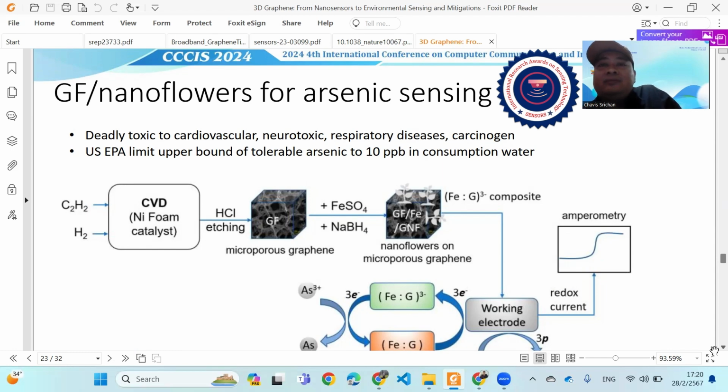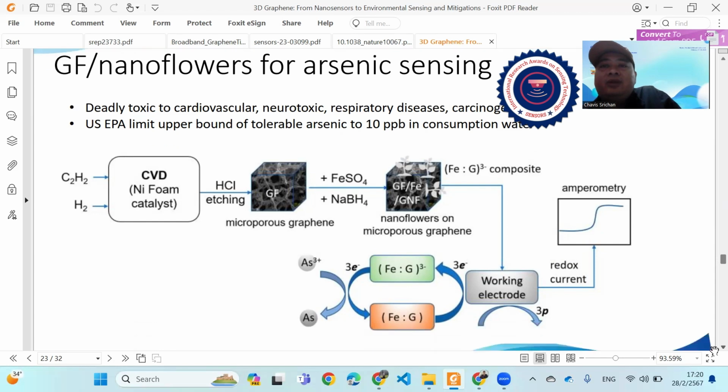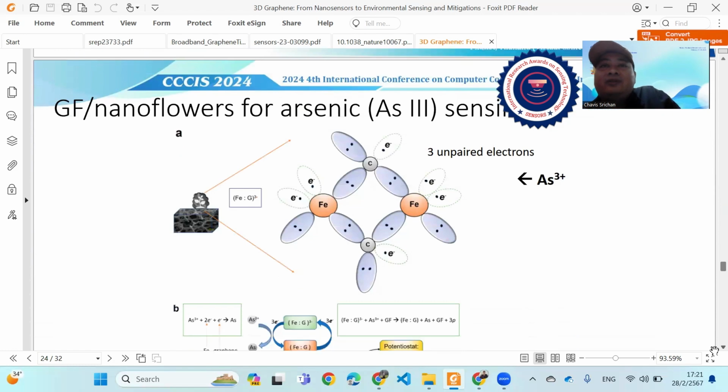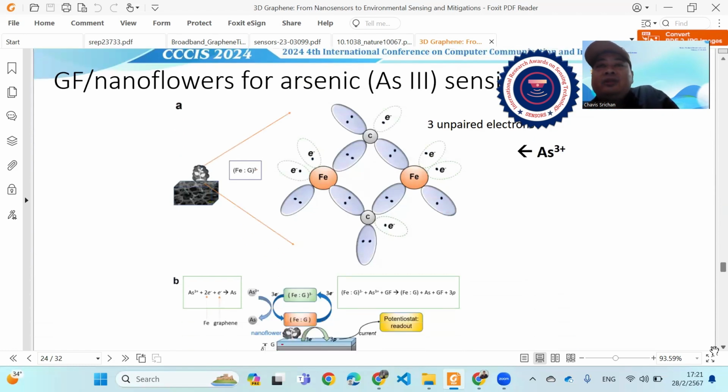And we also modify the graphene foam. We try to dope it, we try to decorate it with iron. When the graphene, which is purely carbon, is combined with the iron, it appears as a nanoflower. So what is good about the nanoflower? It is good because you have more surface sites for the interaction to occur.